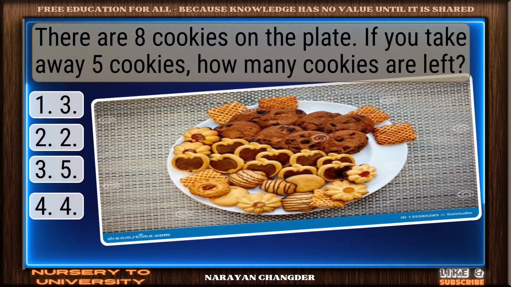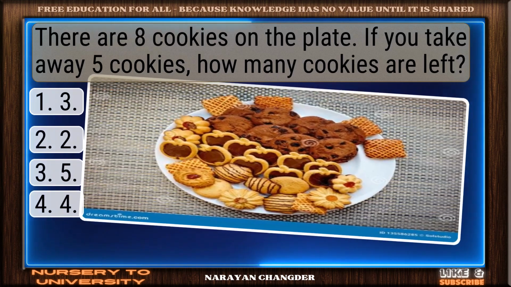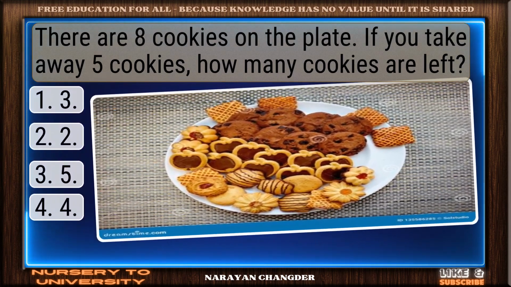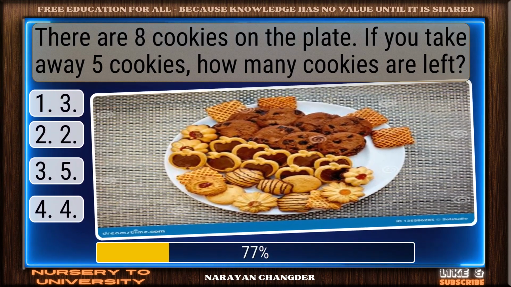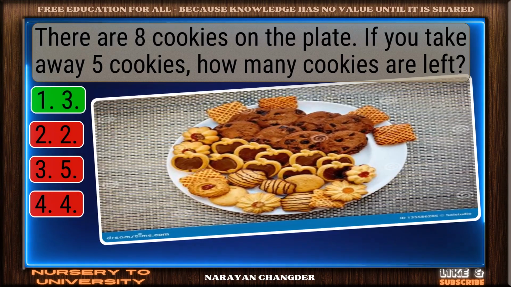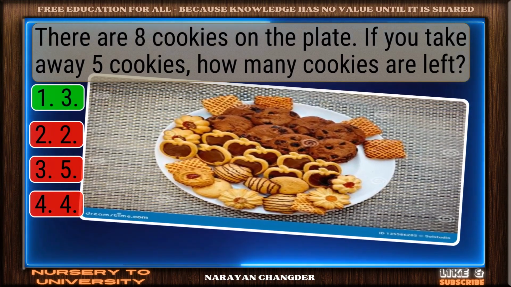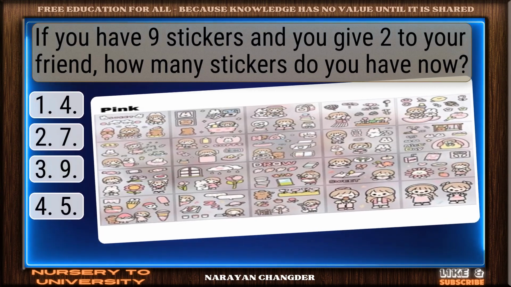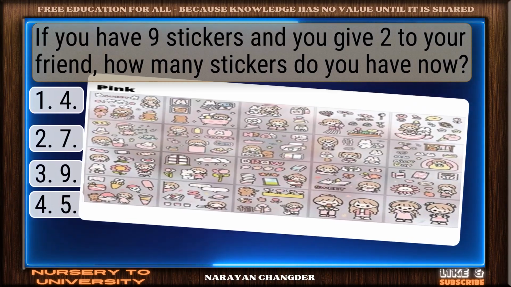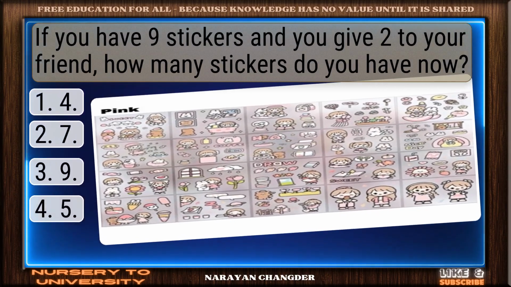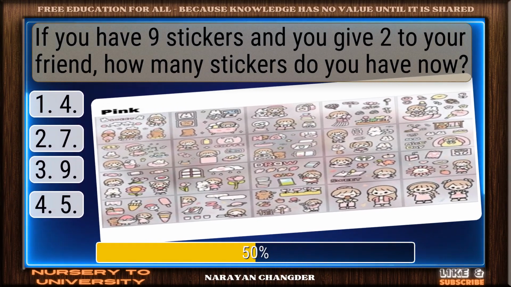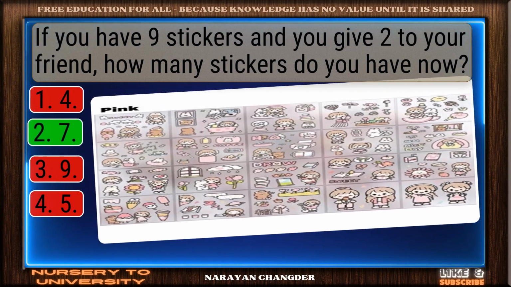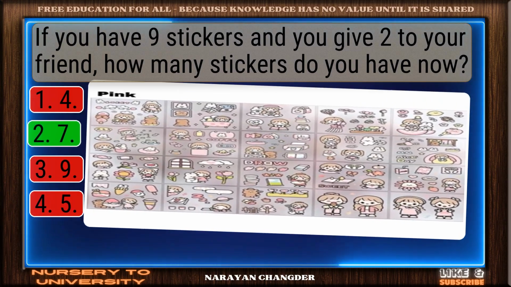There are 8 cookies on the plate. If you take away 5 cookies, how many cookies are left? Excellent choice. 3 is the right answer. If you have 9 stickers and you give 2 to your friend, how many stickers do you have now? Strong choice. 7 is the right answer.